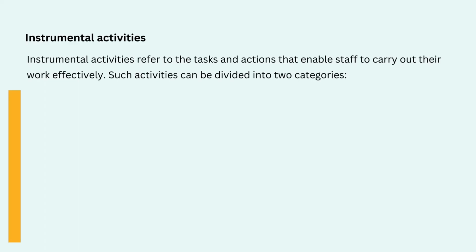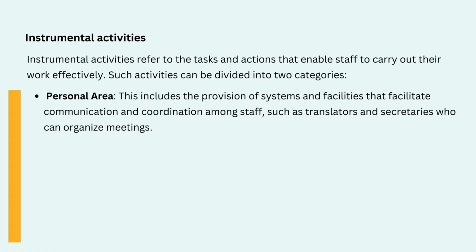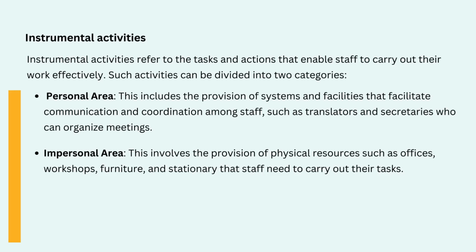3. Instrumental activities. Instrumental activities refer to the tasks and actions that enable staff to carry out their work effectively. Such activities can be divided into two categories, namely, personal area. This includes the provision of systems and facilities that facilitate communication and coordination among staff, such as translators and secretaries who can organize meetings. An impersonal area, which involves the provision of physical resources such as offices, workshops, furniture, and stationery that staff need to carry out their tasks.